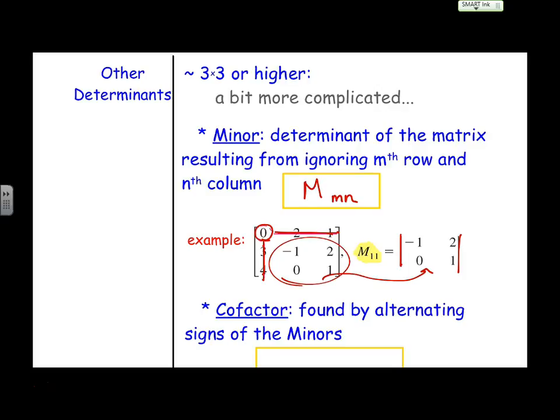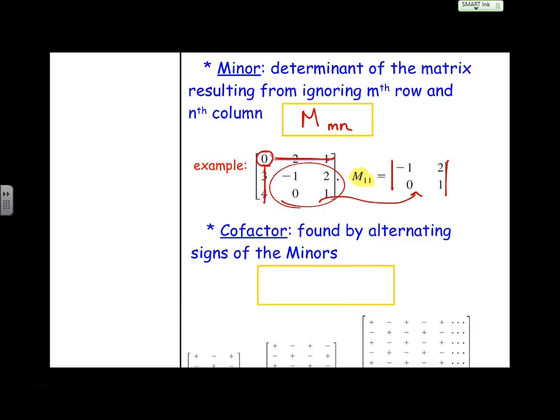Okay, so the minor: what's left from ignoring a row or column, finding its determinant. Cofactor. To be honest, it's the only other term we're really going to stress about. Cofactor says take the minor.